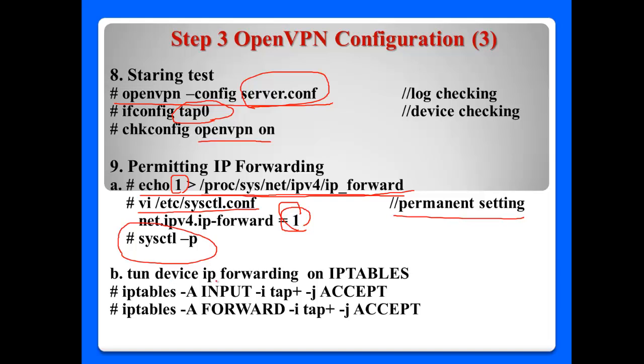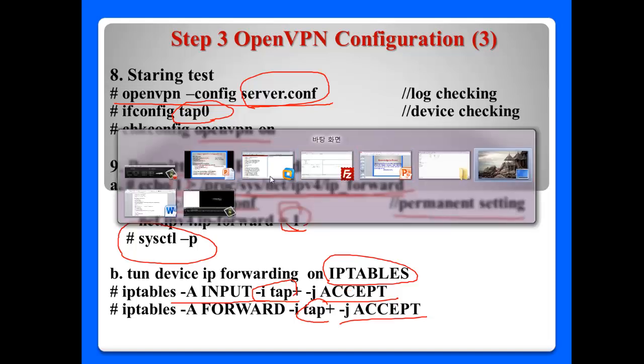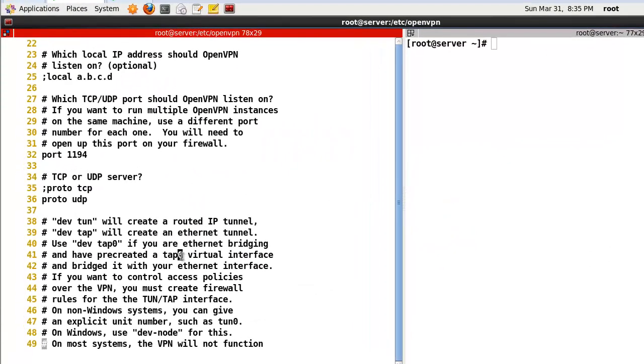And the tun/tap device IP forwarding. Normally, if you are using iptables as a firewall, in this case we need to configure like this: input, interface name, tap, and -j ACCEPT. And the forward also tap, -j ACCEPT, like this. Then we will finish server configuration. Okay, then now let's start.